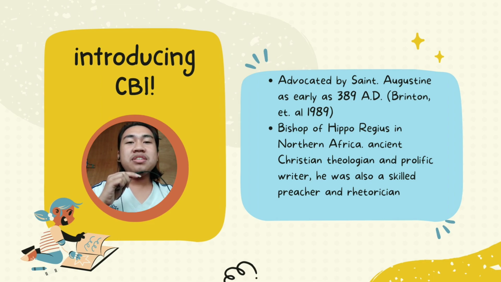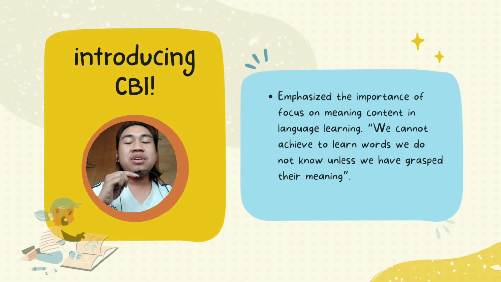The concept was first advocated by St. Augustine as early as 389 AD. St. Augustine was a bishop of Hippo Regius in northern Africa. He was an ancient Christian theologian and prolific writer. He was also a skilled preacher and rhetorician.